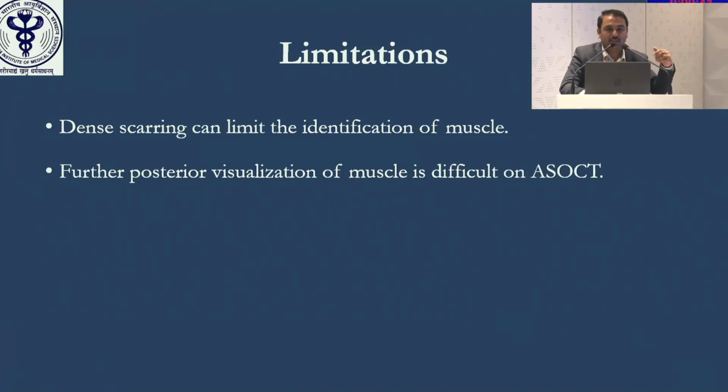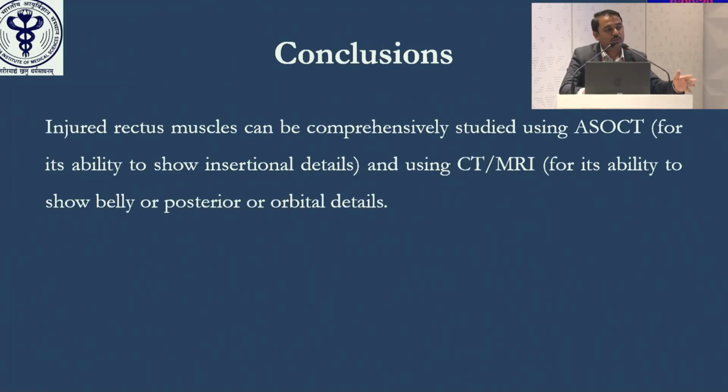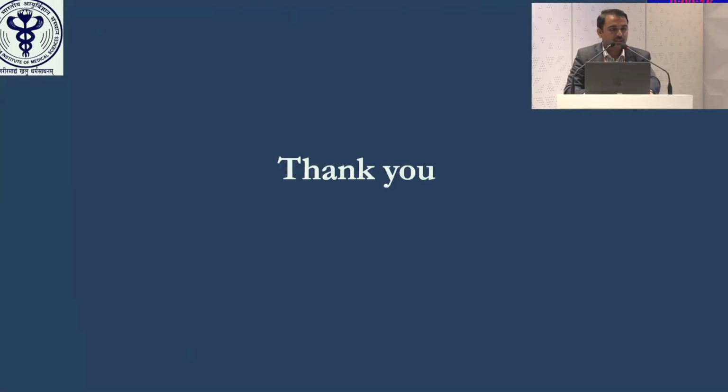You saw in the second case, we are able to see only the anterior portion, and with dense scars you won't be able to see the posterior aspects. And of course, it only tells about the scleral course of the rectus muscle. It won't tell the belly, which we need to get from CT scan or MRI. So to conclude, we can combine AS-OCT and CT scan or MRI: the insertional details using AS-OCT and the belly details using the CT scan or MRI. That's how we can use these two modalities together to improve individual patient management.